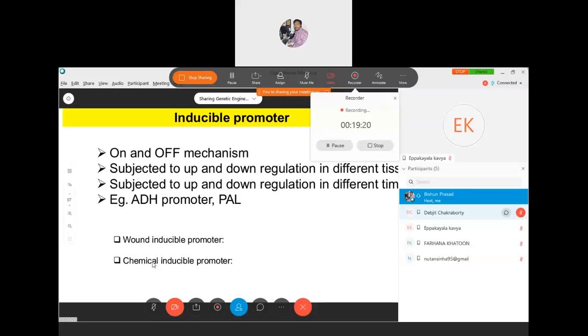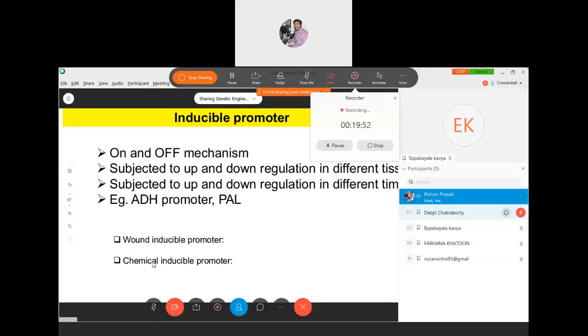So if you are working with some experiment where you want to know about temperature variation, what is happening if there is a high temperature in some of the traits, then you can clone your gene of interest with a chemical inducible promoter, and whenever you want your gene to express at a particular stage, at that time you can spray the chemicals. Once you spray the chemicals, your promoter will start functioning and you will get the phenotype.